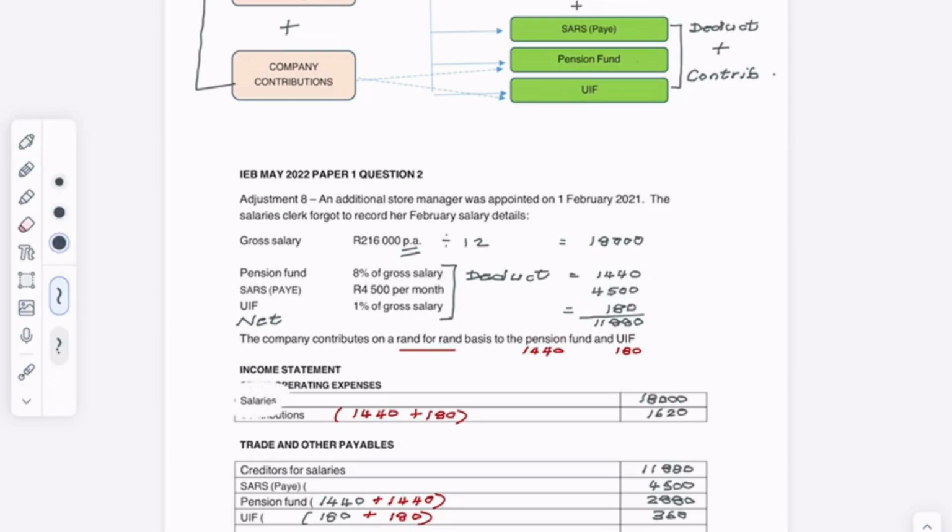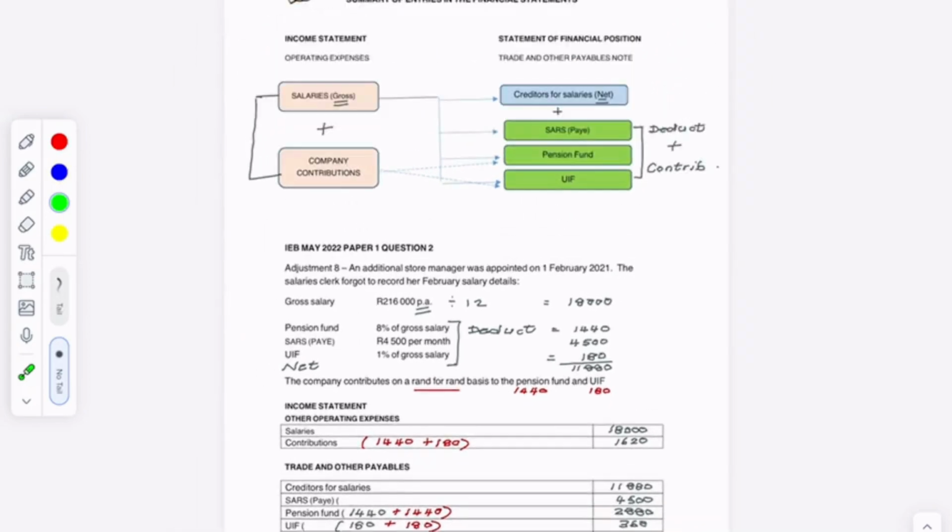So let's just recap this quickly. We've got the gross salary under operating expenses. Under trade and other payables, we're going to have the net salary plus the deductions and the contributions. Okay, so I hope that helps you. If you just make a little copy of this block at the top, you can use it to quickly remember and revise before you go into your exam.